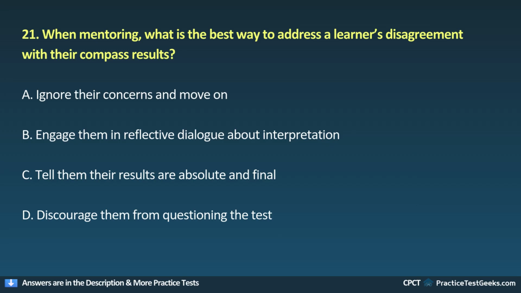21. When mentoring, what is the best way to address a learner's disagreement with their compass results? A. Ignore their concerns and move on. B. Engage them in reflective dialogue about interpretation. C. Tell them their results are absolute and final. D. Discourage them from questioning the test.